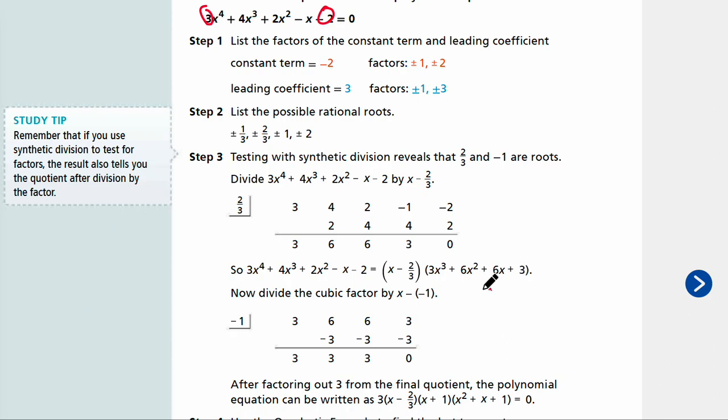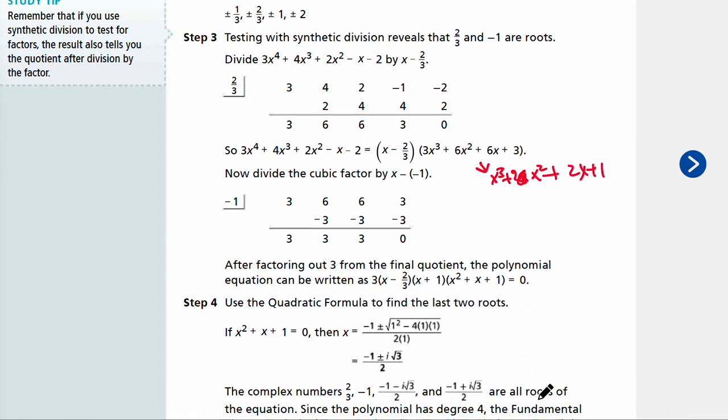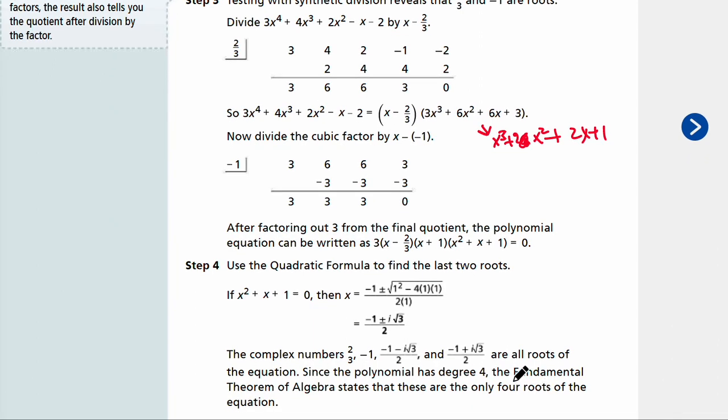So after you factor out the GCF, you have x cubed plus 2x squared plus 2x plus 1, and so that's the Pascal's triangle. And so you're going to use the first row and then factor it out. And then you're going to use the quadratic formula to find the last two roots.